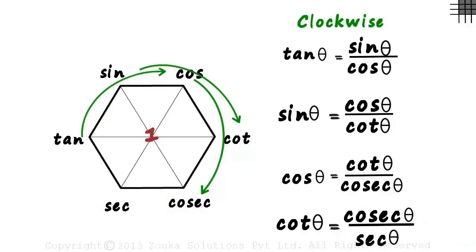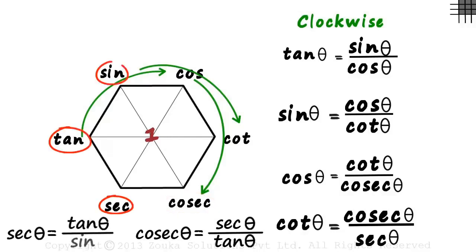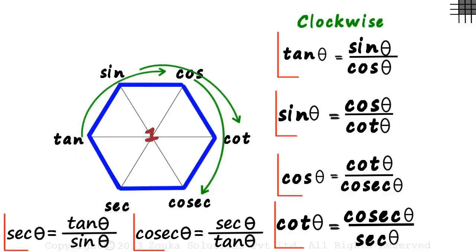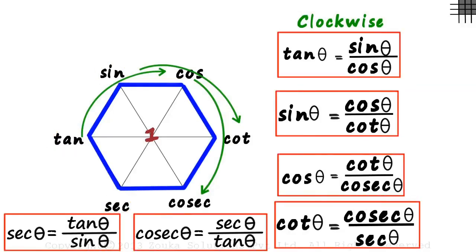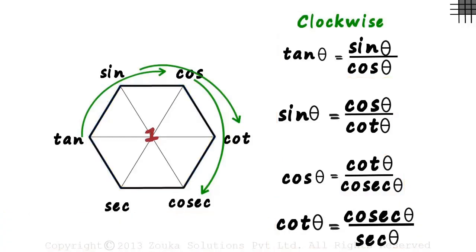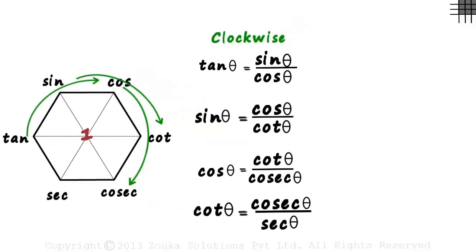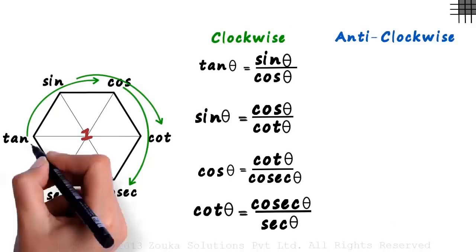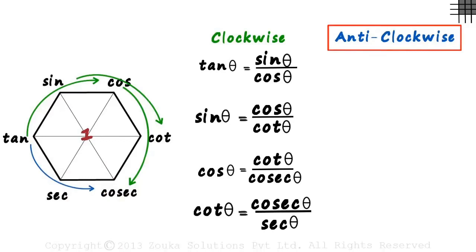And we will get 2 more formulae if we go clockwise. Cosec is equal to sec by tan, and sec is equal to tan by sine. Wasn't that simple? 1 hexagon and 6 formulae without any effort. Great, but what if you forget that you had to go clockwise and you go anti-clockwise instead? Let's say you started like this, in the anti-clockwise direction. Don't worry, the pattern still holds true.